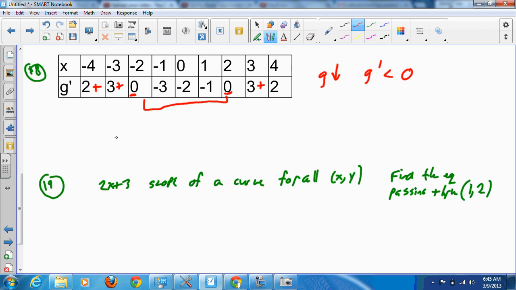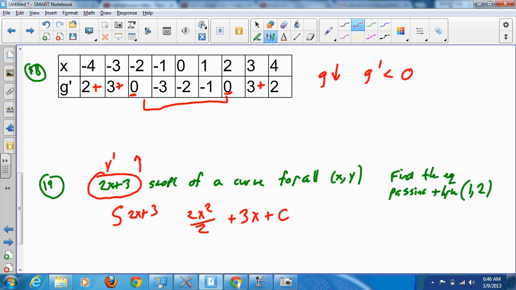Alright, number 19 gives you a curve that has a slope at every point on the curve, and it gives you a function that describes the slope. So this is the derivative, right? They want us to find an equation passing through the point 1, 2. If this is the derivative and you're trying to go back to the original function, we've got to integrate. So we're simply going to integrate this 2x plus 3, and we'll get 2x squared over 2 plus 3x plus some constant.